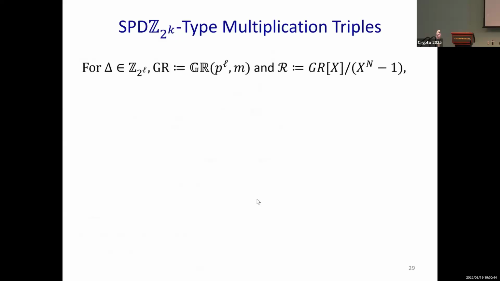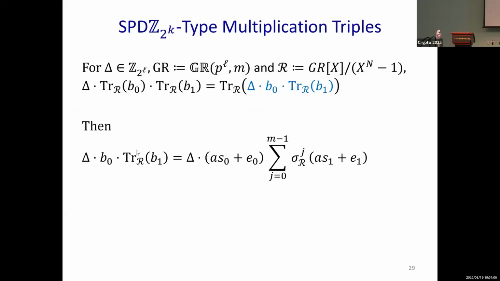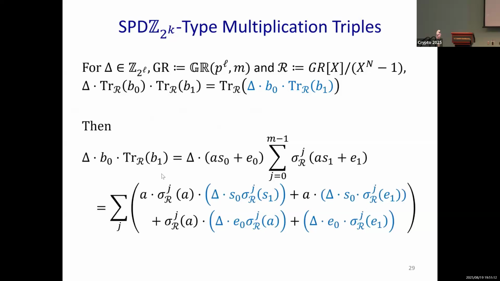With this trace function, we can also construct a PCG for SPDZ_{2^k} type multiplication triples. Let delta be the global key. The target is to share delta times trace B0 times B1. We can also put the delta B0 inside the trace function. Now the task becomes to share delta times B0 times trace B1. Then we expand the product here and obtain this form. It has 4m sparse terms, each with sparsity t squared.